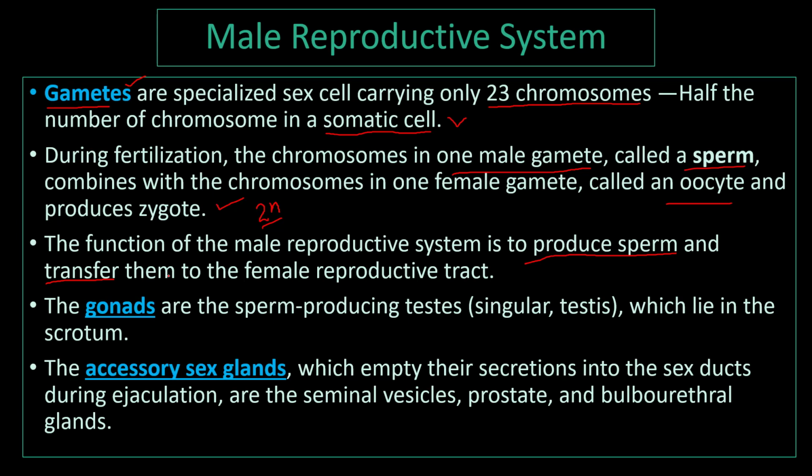Now the gonads are the sperm-producing testes, which lie in the scrotum. We'll talk about why they are present in the scrotum and why not inside the body in the abdominal cavity in a minute. The accessory sex glands, which empty their secretion into the sex ducts during ejaculation, are the seminal vesicle, prostate and bulbourethral glands. We'll see why they are important and what role each of these gland secretions plays in the entire process of reproduction in human males.